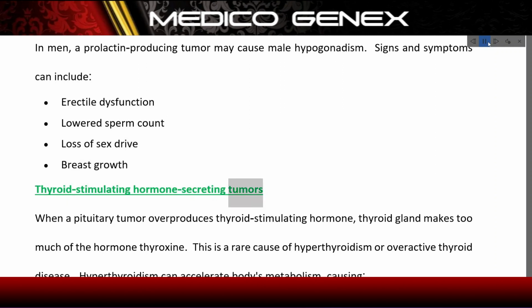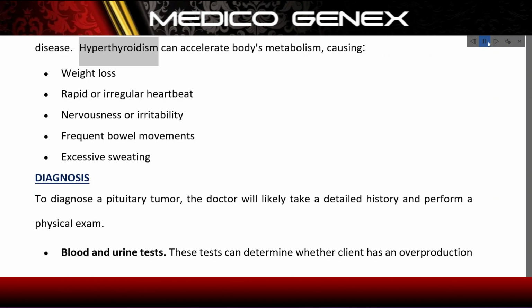Thyroid-stimulating hormone-secreting tumors. When a pituitary tumor overproduces thyroid-stimulating hormone, the thyroid gland makes too much of the hormone thyroxine. This is a rare cause of hyperthyroidism, or overactive thyroid disease. Hyperthyroidism can accelerate the body's metabolism, causing weight loss, rapid or irregular heartbeat, nervousness or irritability, frequent bowel movements, excessive sweating.